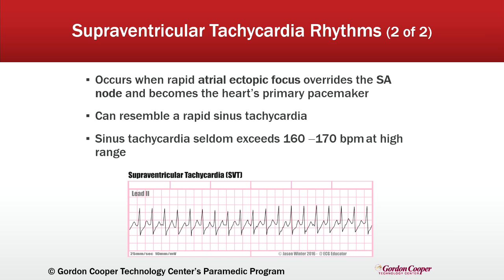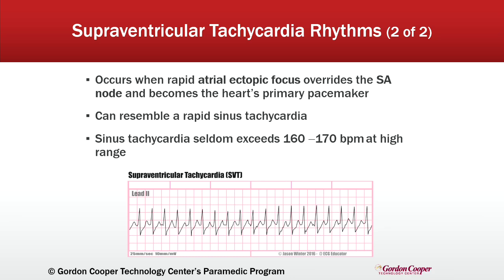So in supraventricular rhythms, this situation refers to ectopic atrial tachycardia, which occurs when a rapid ectopic focus in the atria overrides the SA node and takes over as the heart's primary pacemaker. So essentially, a single irritable site in the atria starts firing electrical impulses at a faster rate than the SA node, resulting in a fast heart rate.